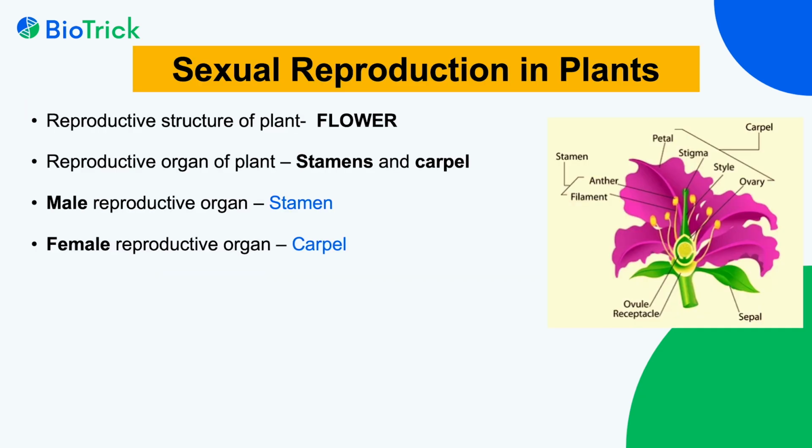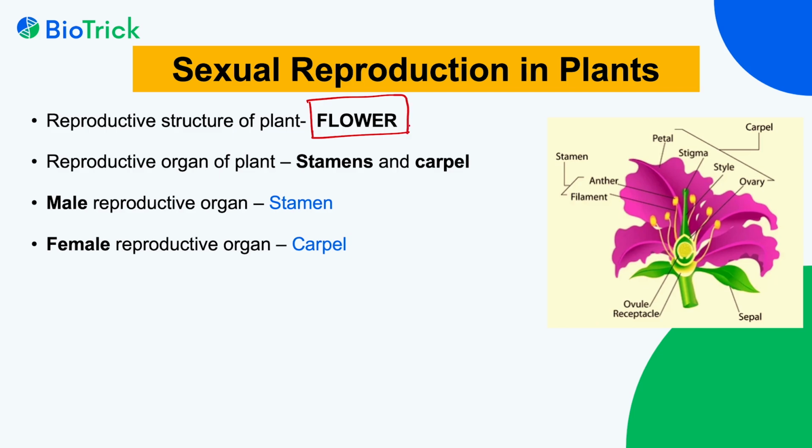As we all know, a typical plant has stem, leaves, root, and flower. Flower is the most important structure because it holds the reproductive organs of plant. And what are these reproductive organs? The male reproductive organ is called stamen, while the female reproductive organ is called carpel. So, if someone asks you what is the reproductive structure of plant, the answer is flower. Flower is the reproductive structure of plant.